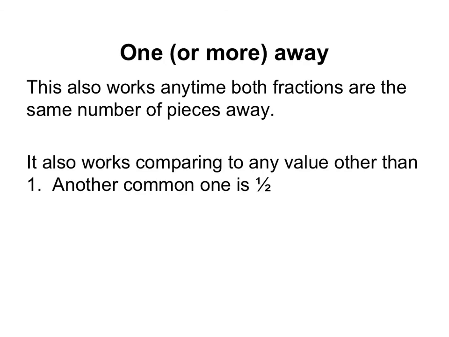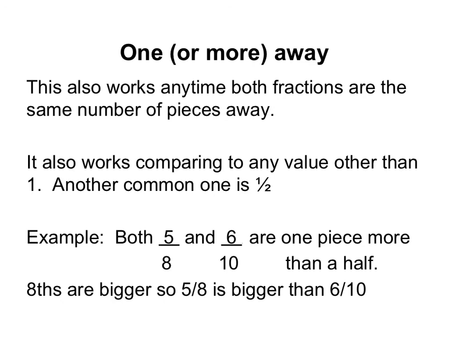It can be a certain number of pieces above 1, a certain number of pieces below 1. And you can also compare it to a half, which is another common one. You can compare it to any fraction, but 1 and a half tend to be the 2 most common ones because they're the ones we're most comfortable with. Another example, 5/8 and 6/10, they're both one piece more than a half. So 8ths are bigger than 10ths. So that one piece above a half is bigger with the 8ths. So same reasoning, we just compare it to a half instead of 1.